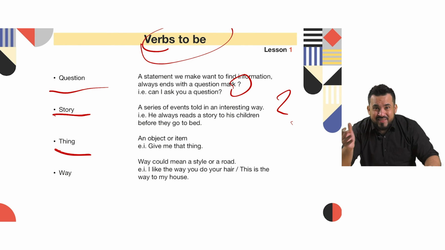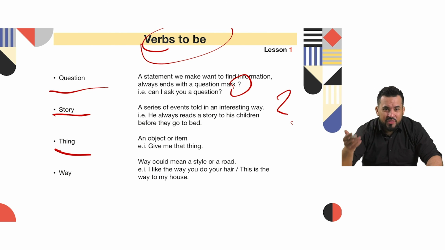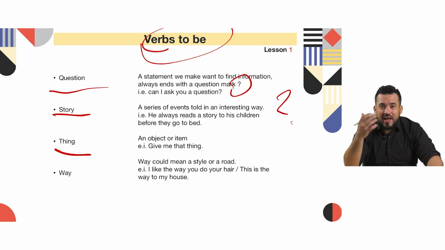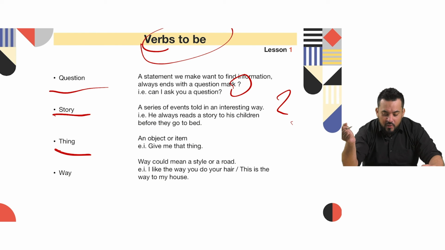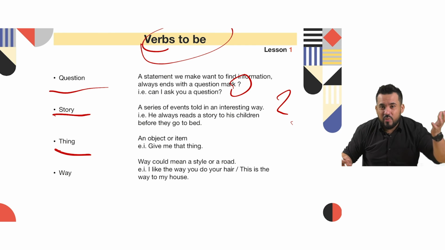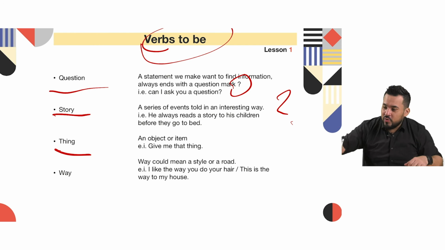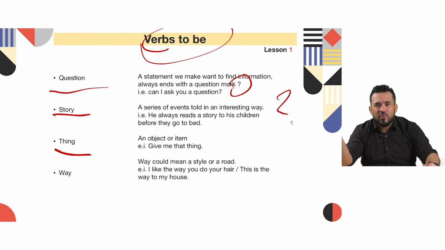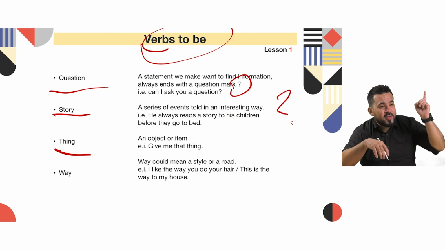Thing, what is thing? You always hear this word, thing, something, anything. Thing means an object or an item. We call it a thing. All right? Give me that thing over there. Normally we use thing for something that we forgot the word for. So give me that thing. What is that thing? What do you call that thing? Did you see that thing?